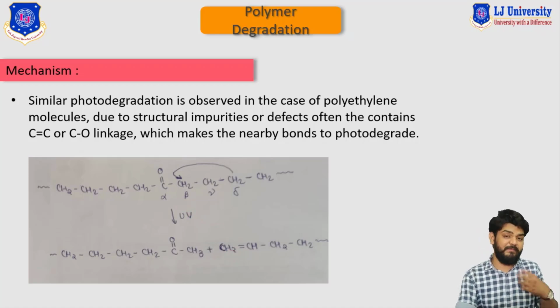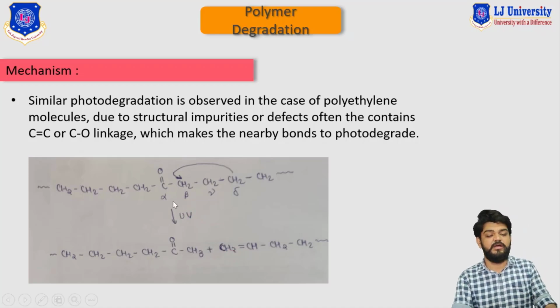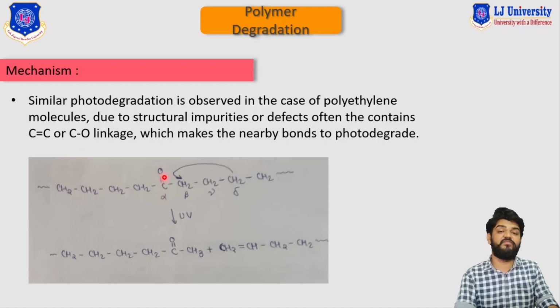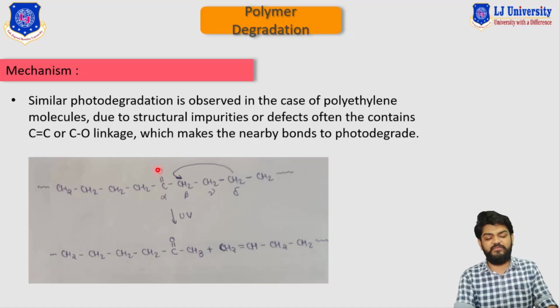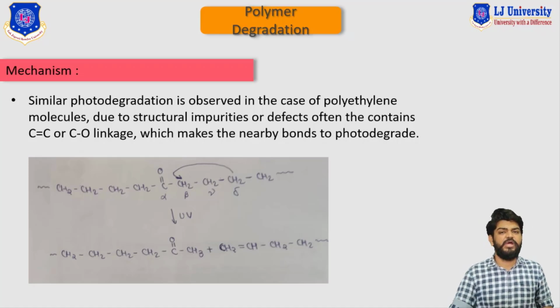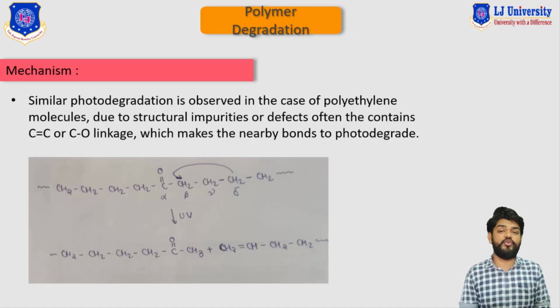You have to remember that the alpha carbon is the carbon which has been connected with one functional group. So here the functional group is oxygen. So this is the alpha, this carbon is the beta, gamma, and we have the delta carbon. So ultraviolet rays directly attack the delta carbon. So this was all about photodegradation.